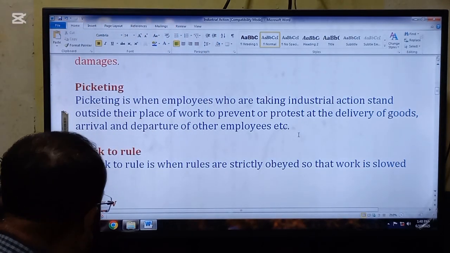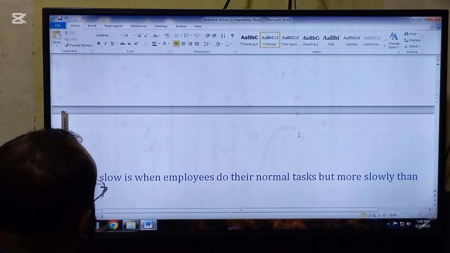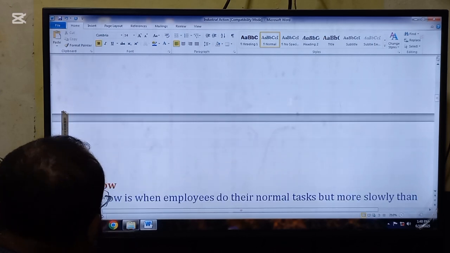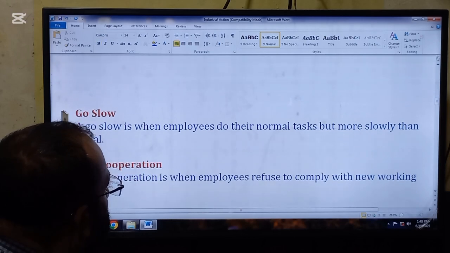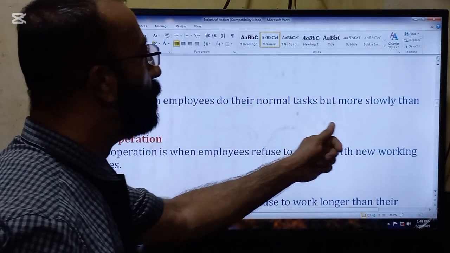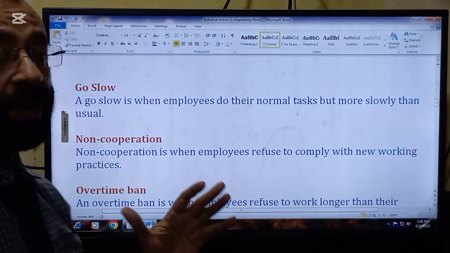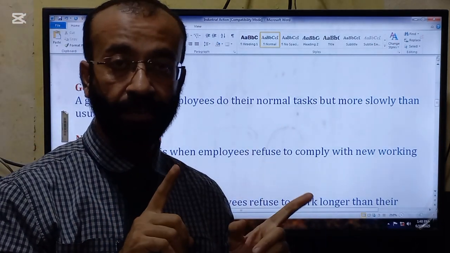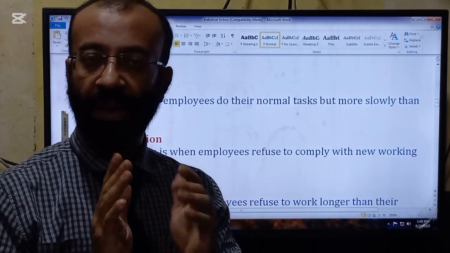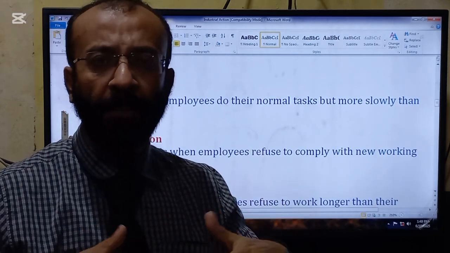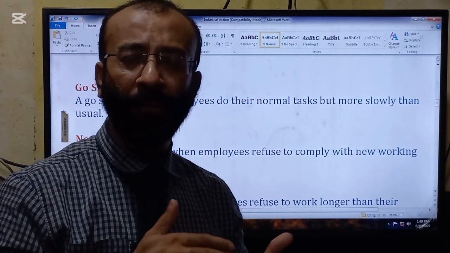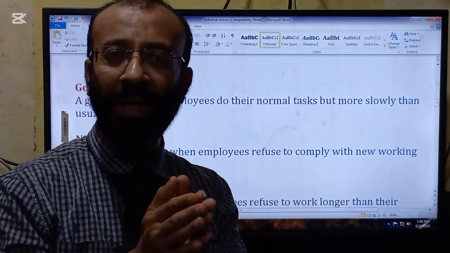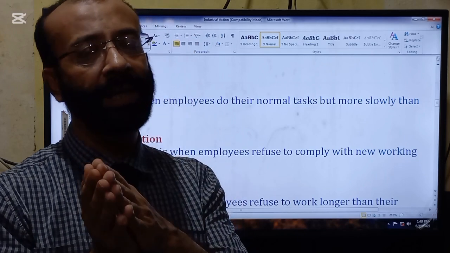Next type of the industrial action is go slow. A go slow is when employees do their normal tasks but more slowly than usual. So there is a difference between work to rule and go slow. This is not work to rule. They willingly work slowly on their own will to slow down the production. So the end result is the same.